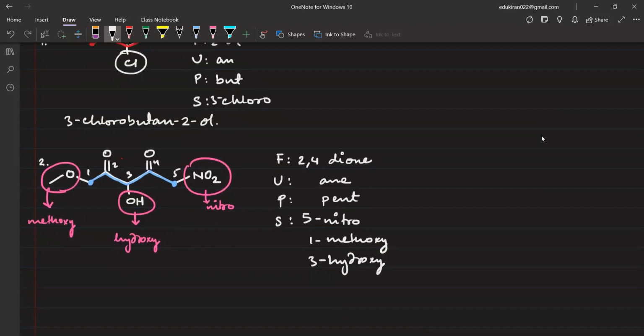Now let us write the name here. So properly you have to write, first of all, you will start with the substituent which is having the first alphabetical order. In alphabetical order, it will be 3-hydroxy.